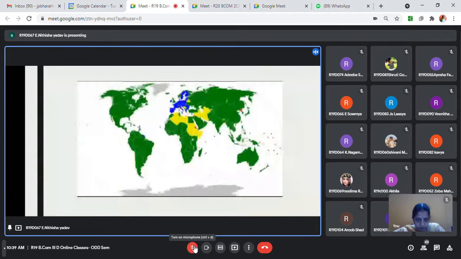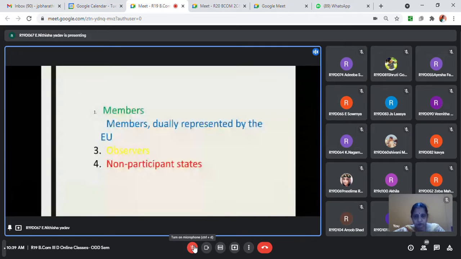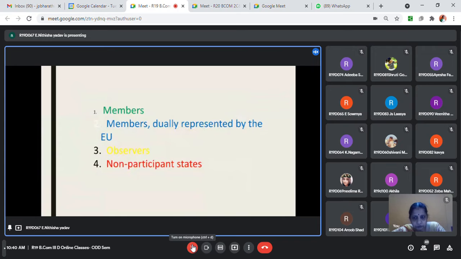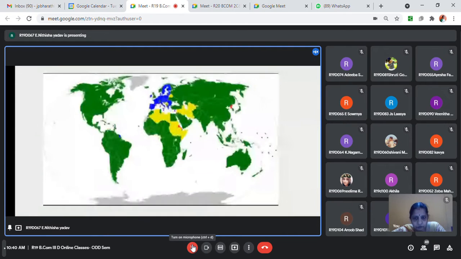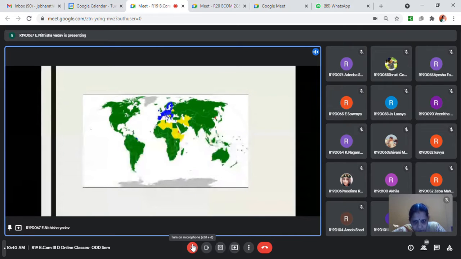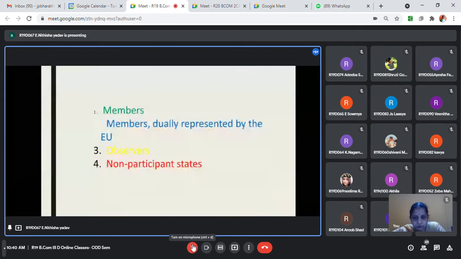The bluish part you can see, right? That is members duly represented by the EU. EU is nothing but the European Union. The bluish part is represented by the members represented by the European Union. The yellow part, these are observers, and the red part is non-participant states, the states which don't participate in WTO.